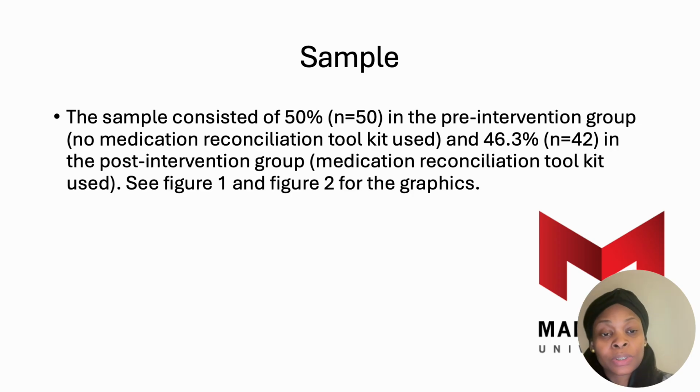For the sample size, for the pre-intervention, we looked at 50 patients, at which time no medication reconciliation toolkit was used. And then post-intervention, we collected information from 42 people. It was also 50 people, but 42 showed that the nurses used the toolkit consistently, and that resulted in what I will explain further later. So the pre-intervention group was N equals 50, and the post-intervention group was N equals 42.